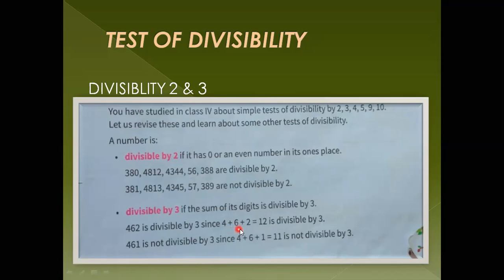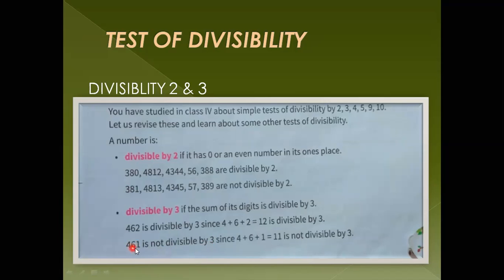So 4 plus 6 is 10, 10 plus 2 is 12. So now what is the sum you got? Whether it is divisible by 3 or not, you have to check. Okay, so 12. So it is divisible by 3. 3 fours are 12. Next, 461. So it is not divisible by 3.